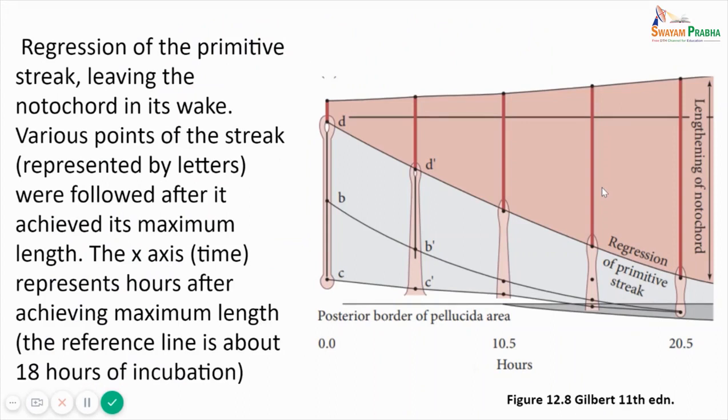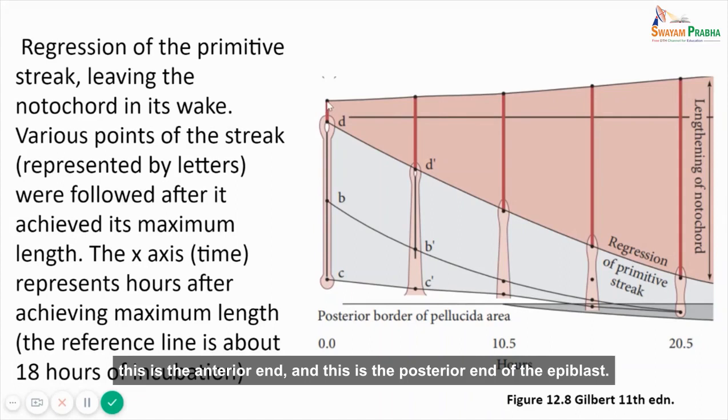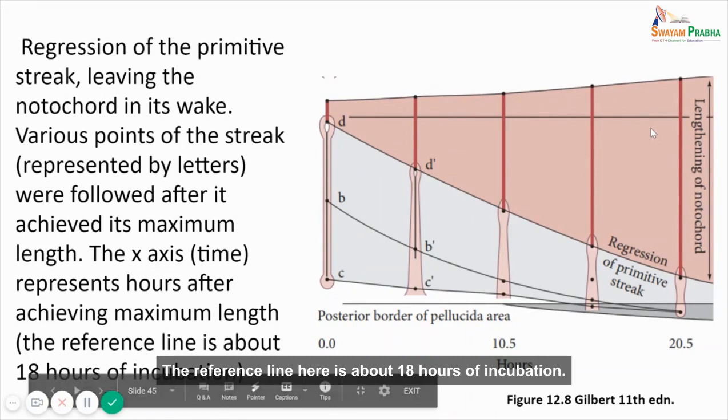This graph shows the regression of the primitive streak while it is leaving the notochord in its place. This is the anterior end and this is the posterior end of the epiblast. Now, various points of the streak, which are represented by letters here, were followed after it achieved its maximum length. The x-axis indicates the time or the hours after achieving maximum length and the y-axis represents the length of the notochord. The reference line here is about 18 hours of incubation.